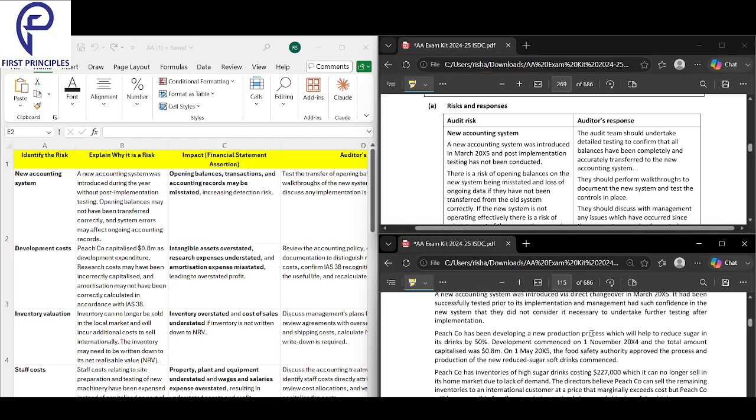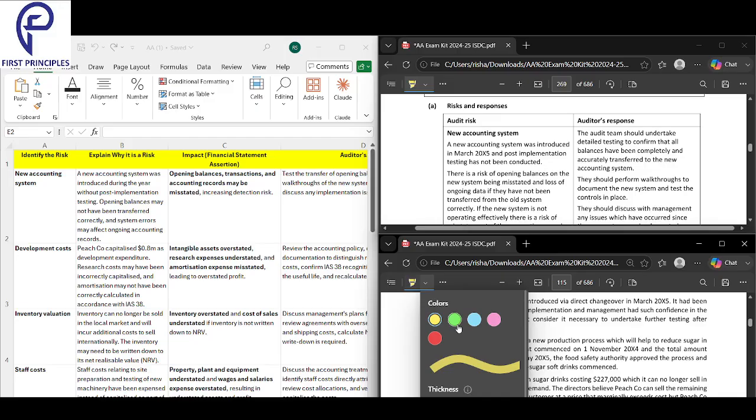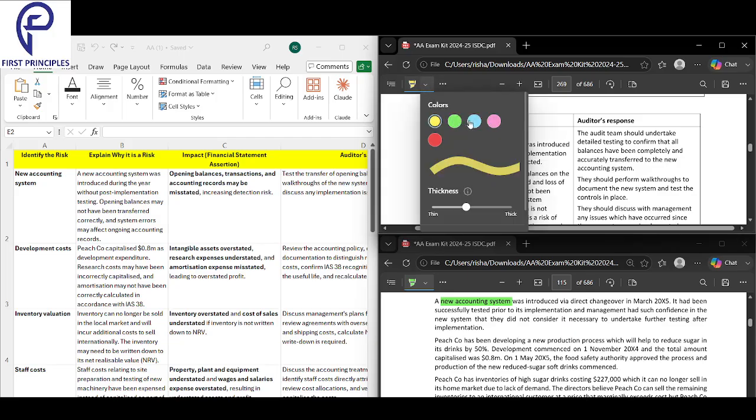First of all, he's told us that a new accounting system has been introduced. So here is the first risk. Whenever you see the word new, there's a good chance there will be a risk here. New accounting system is the risk. What is the first audit risk? A new accounting system. Now, why is it a risk?